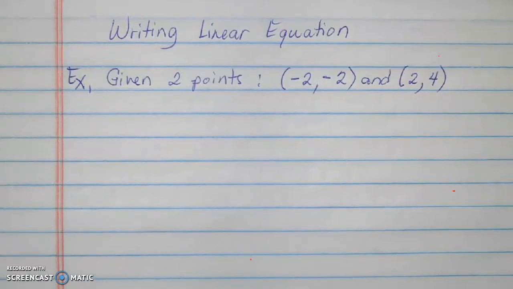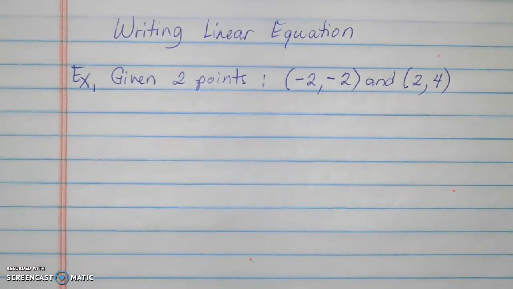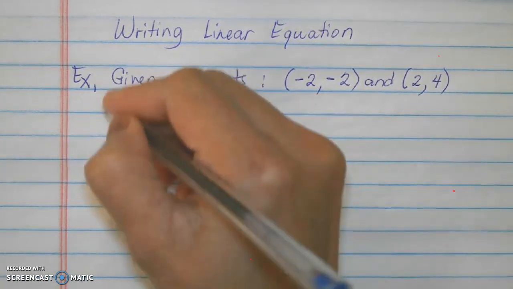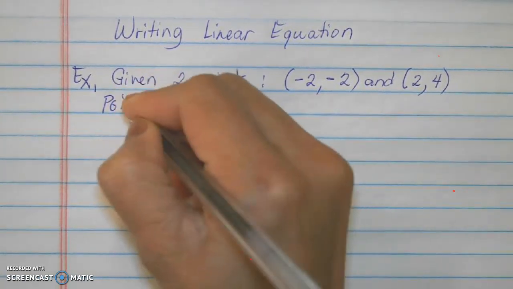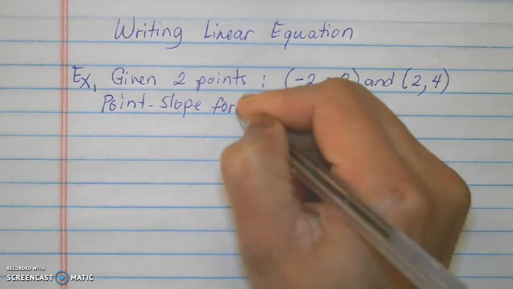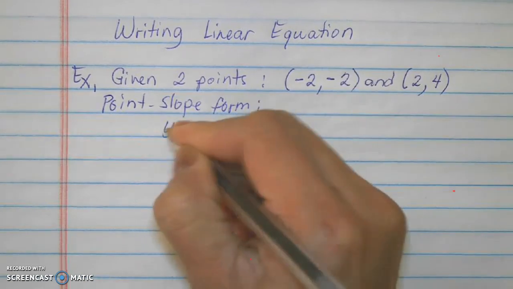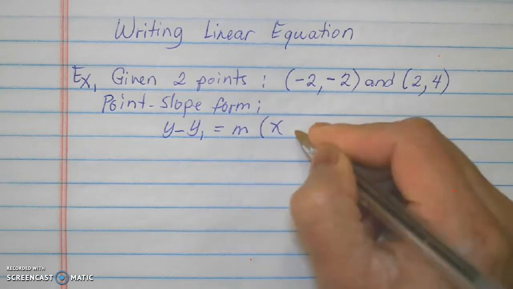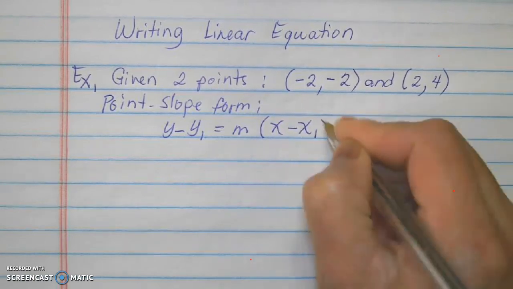Okay, so today we're going to learn about writing linear equations in different examples. So for the first one, what if 2 points are given? How do we write our linear equation? Well, for this one, we're going to use the point-slope form. And the point-slope form equation is given by y minus y1 equals m times x minus x1, and these are your 2 points.